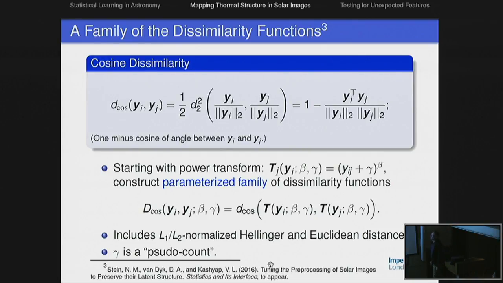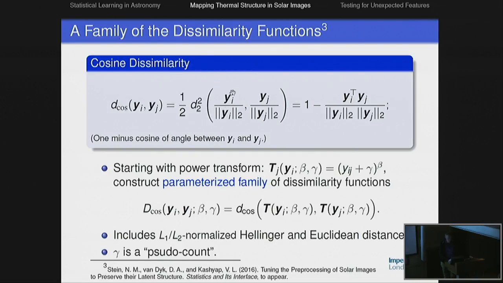What we do here is define a more general metric of distance between two pixels. We're going to start with something that's called the cosine dissimilarity. If you look at the machine learning literature on image segmentation, the cosine dissimilarity function is all over the place. So it seemed like a good place to start. And this function is closely related to the things that we discussed already, the Euclidean and the Hellinger distance. So let me explain that.